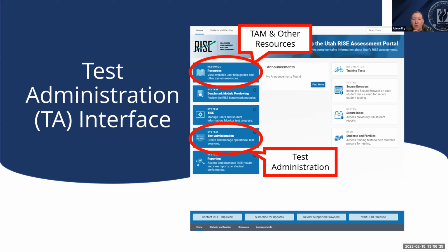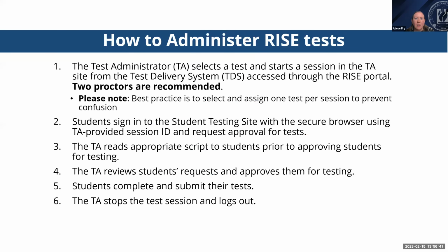Now we're going to move into the actual administration. As a reminder, the TAM is located in the resources section, but to open a testing session, you'll need to select the test administration system option from the RISE main page. These are the same 6 steps for any RISE test, whether it be a benchmark module, an interim, a summative, or if you're choosing to do a training test through the secure browser. So if teachers have administered any of these, this is not going to look different, okay?